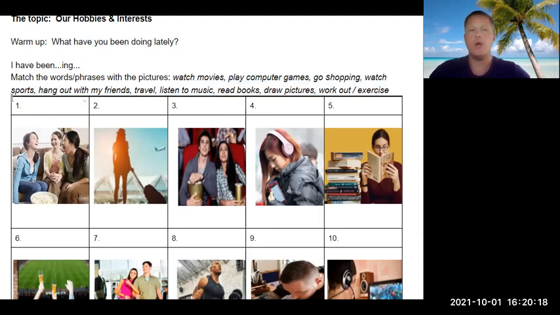Here we go. Number 1, what have you been doing lately? I've been hanging out with my friends. Number 2, what have you been doing lately? I've been traveling. Number 3, what have you been doing lately? I've been watching movies. Number 4, what have you been doing lately? I've been listening to music.